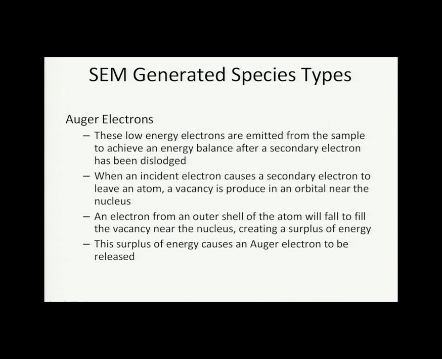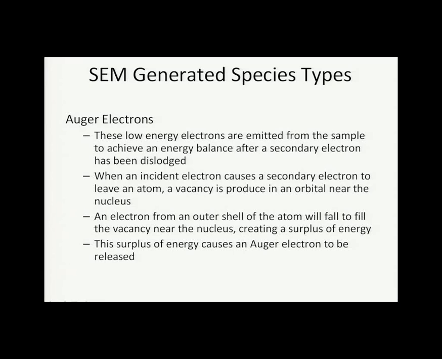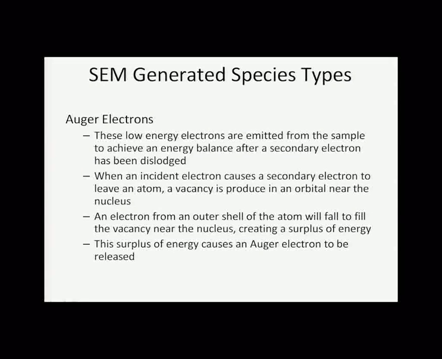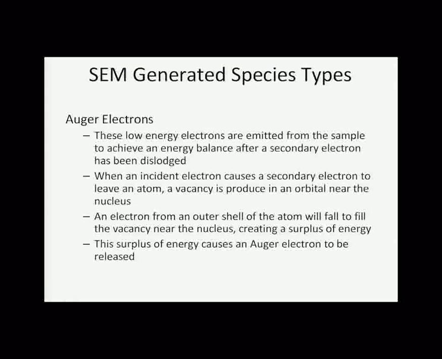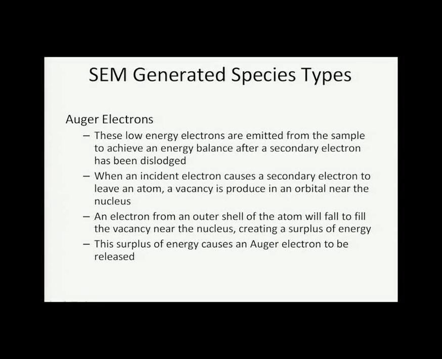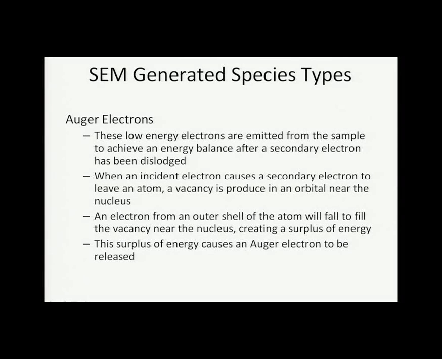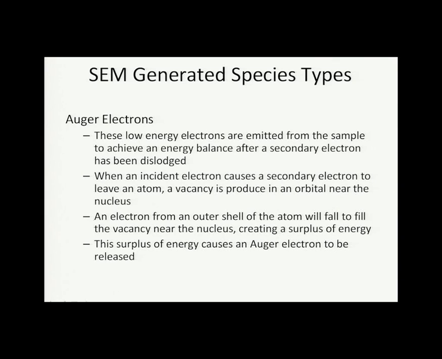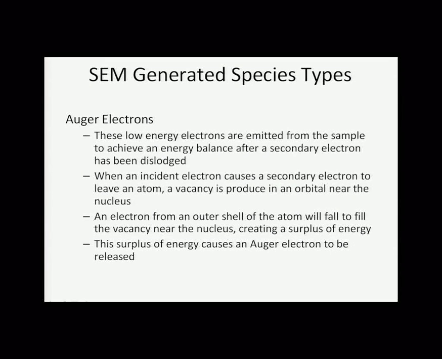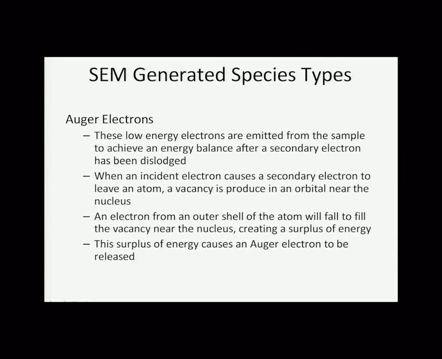Another type of species generated from the interaction of our electron beam with our sample are Auger electrons. These are low-energy electrons that are emitted from the sample to achieve an energy balance after a secondary electron has been dislodged. When an incident electron causes a secondary electron to leave an atom, a vacancy is produced in an orbital very near to the nucleus. An electron from an outer shell of the atom will fall to fill the vacancy near the nucleus, creating a surplus of energy. This surplus of energy will cause an Auger electron to be released.